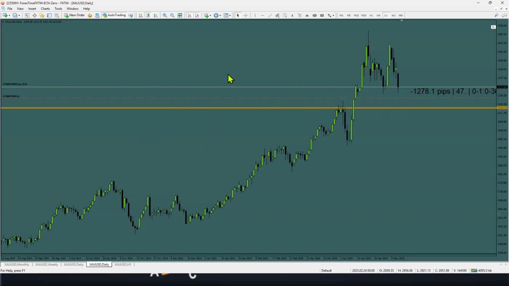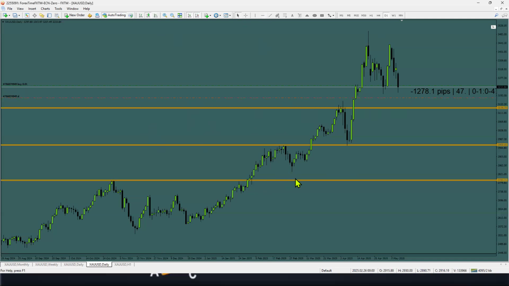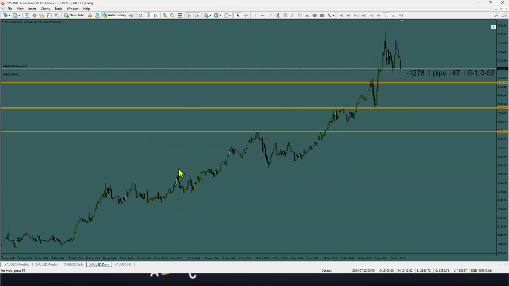Between 3193.55. But if you look at this one now, see this one. The market came here and took off, right? Let's see this one. The market did not 100% get here. Let's see others.